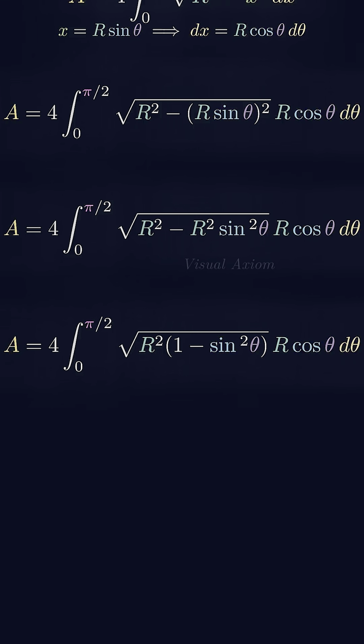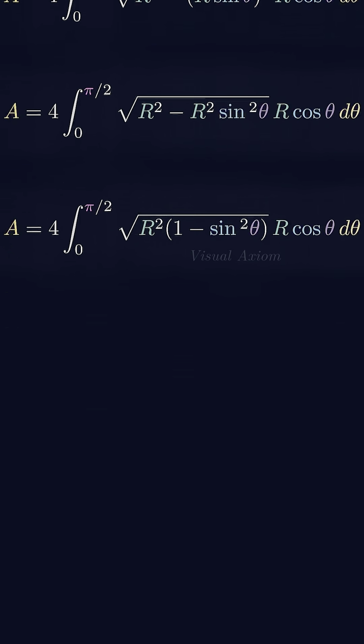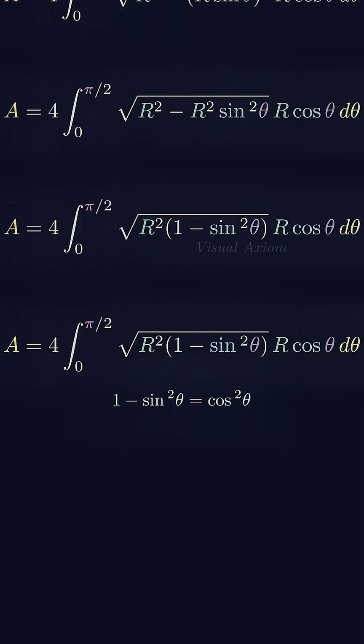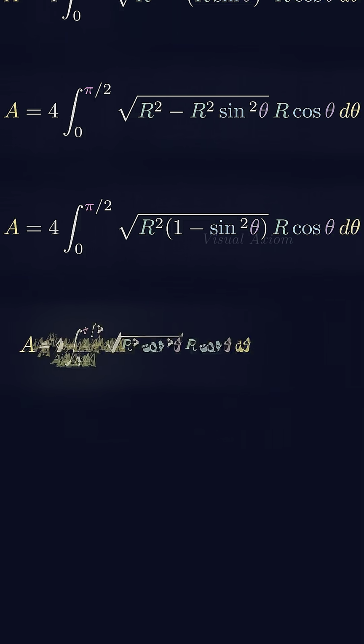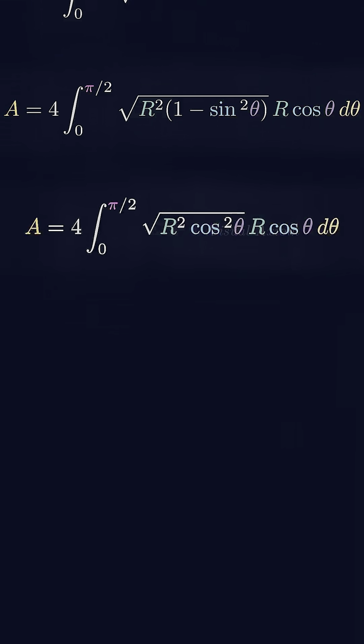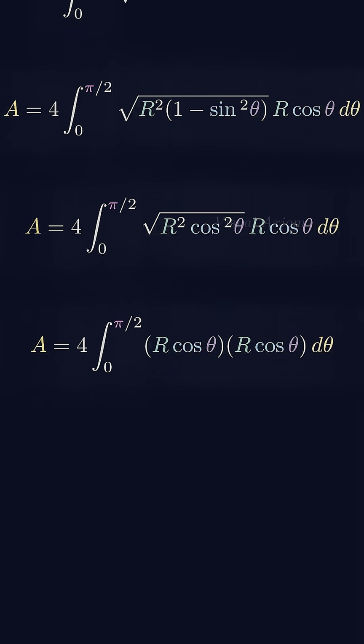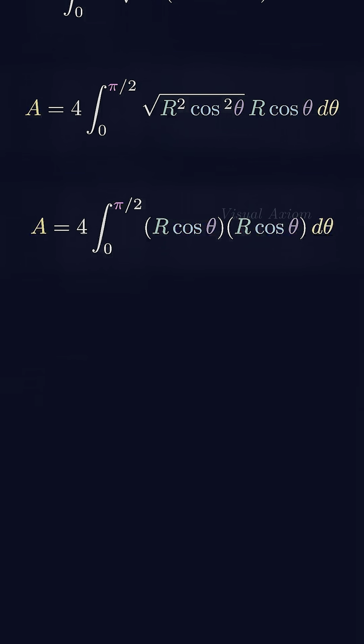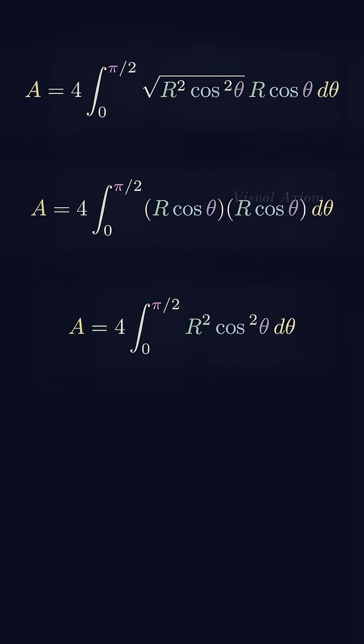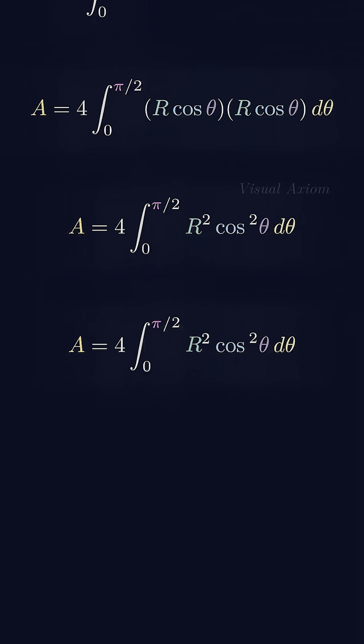Now, recall the Pythagorean identity. 1 minus sine squared theta equals cosine squared theta. So the square root collapses cleanly to r cosine theta. The integral now becomes 4 times the integral from 0 to pi over 2 of r cosine theta times r cosine theta d theta, which is 4r squared times the integral of cosine squared theta d theta.